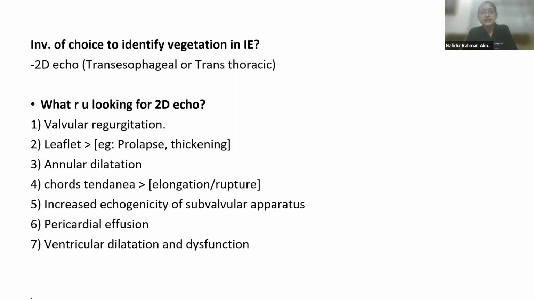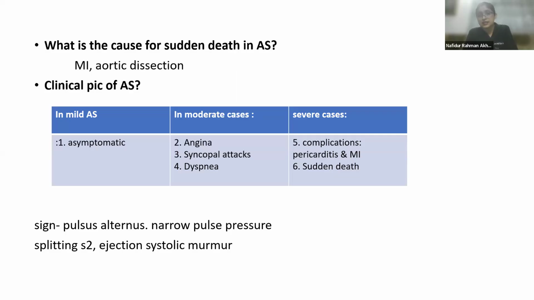Next one, what is the cause of sudden death in aortic stenosis? There are 2 causes. One is MI and another one is aortic dissection. You have answered correctly. Then next one is clinical picture. In aortic stenosis, it has stages like mild, moderate and severe. In mild, it is asymptomatic. In moderate, he will have angina, syncopal attack and dyspnea because of less blood supply to the brain, and also because the heart cannot pump more blood. And in severe cases, the patient will have pericarditis, then MI, and suddenly he could die due to this MI or pericarditis.